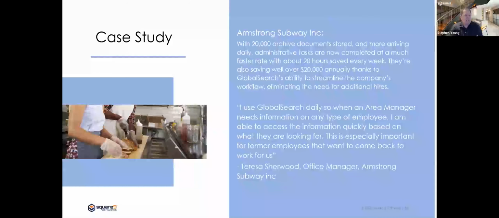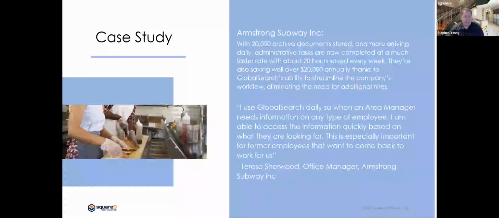Before we do that, I wanted to share this case study with you. And this is a great example of how digitally transforming your human resources department can benefit it. So Armstrong Subway's been a customer of ours for a long time. Again, they are a franchisee of the Subway sandwich stores who have multiple locations. They had 20,000 archived documents. And again, after implementing this, they estimate that they're saving just in processing time about 20 hours per week. They're also saving about $20,000 annually thanks to the streamlining of the company's workflow, eliminating the need for additional hires.